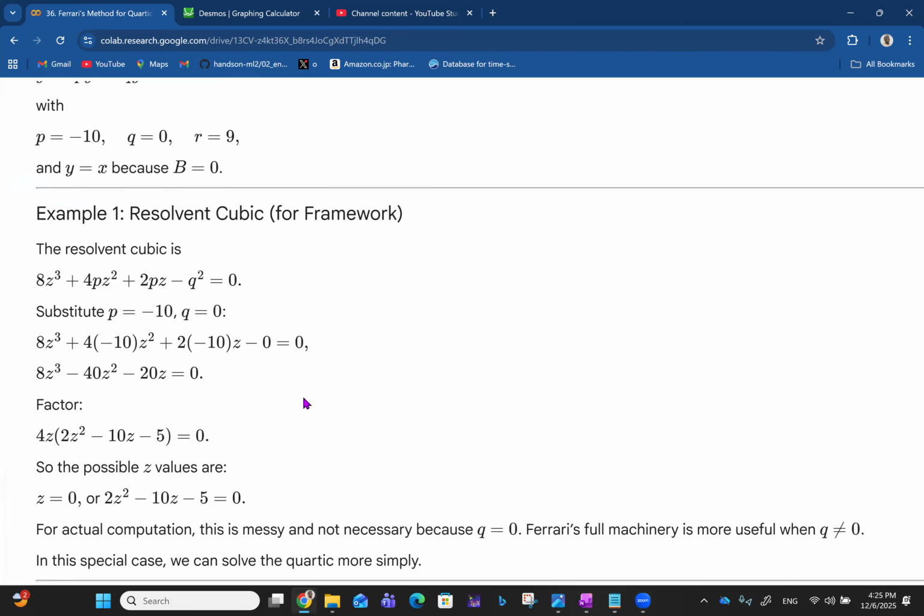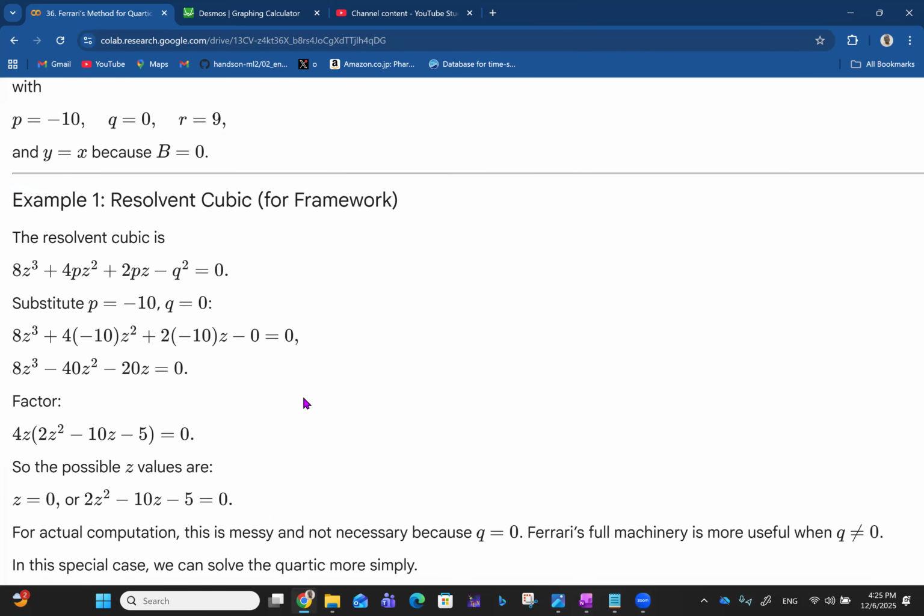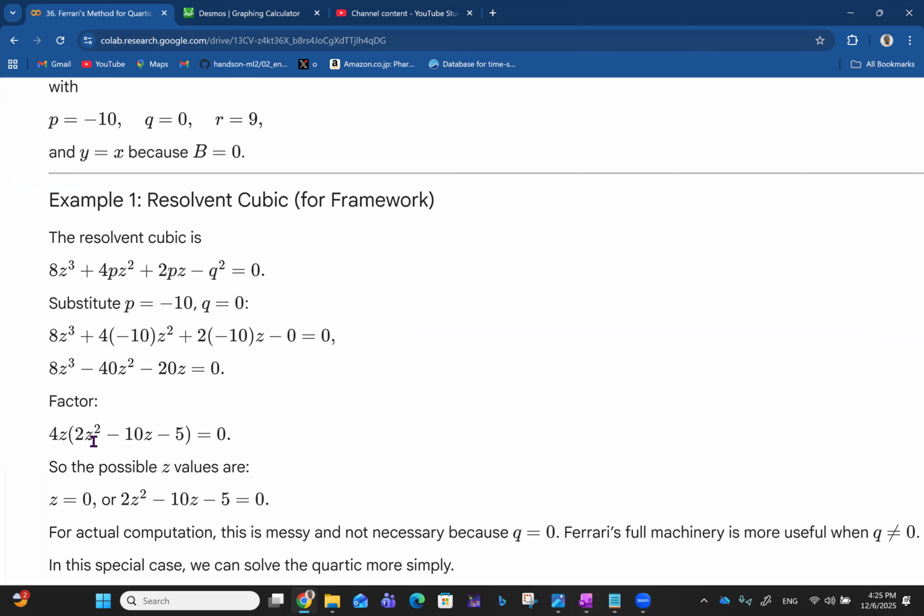So we can factor this like we've seen. 4z is common, so you have 4z times 2z squared minus 10z minus 5 equals 0. This is a quadratic expression. So the possible z values are: 4z equals 0, so z can be 0, or 2z squared minus 10z minus 5 is 0.